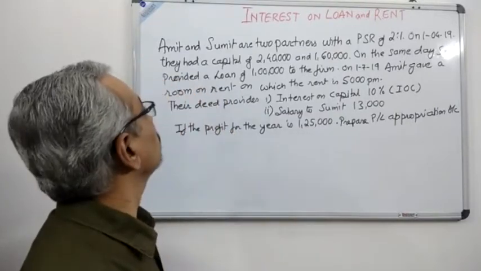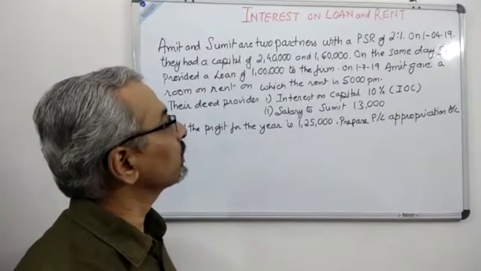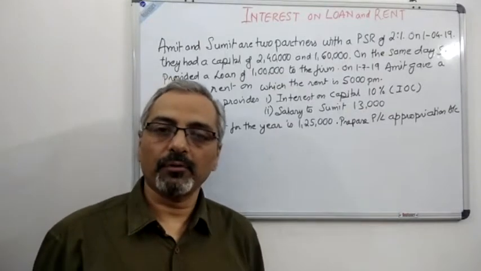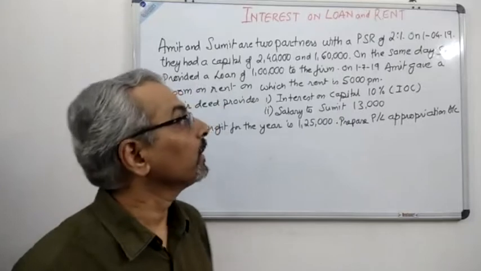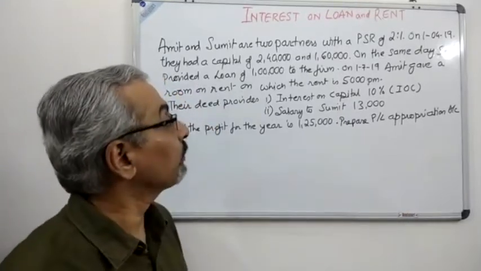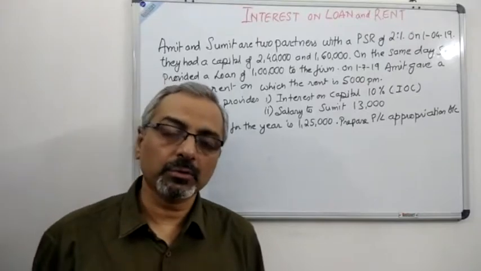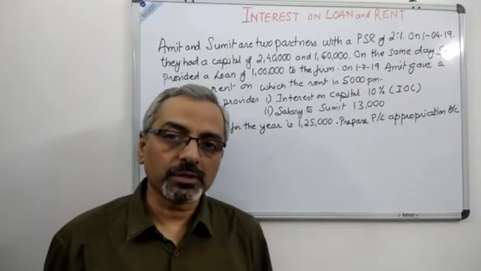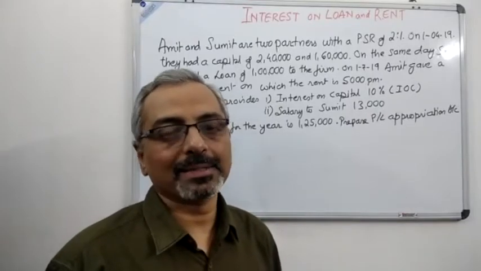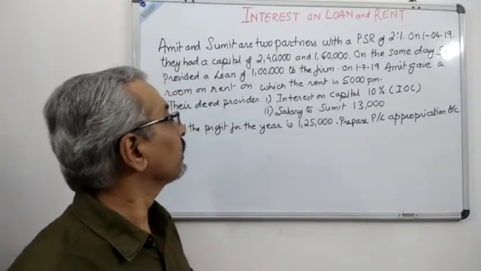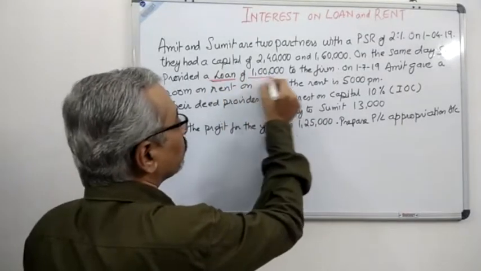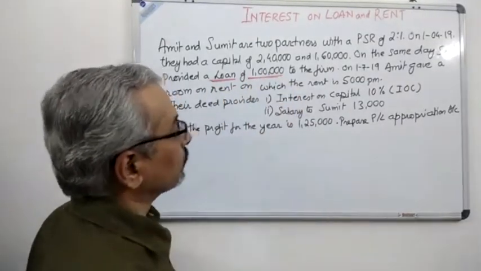Now, you can see over here, Amit and Sumit are two partners with a PSR of 2:1. So first information, they have a profit sharing ratio of 2:1. On 1st of April 2019, they had a capital of 2,40,000 and 1,60,000. So the capital balances on 1st of April 2019 is 2,40,000 and 1,60,000. On the same date, Sumit has provided a loan of 1 lakh to the firm.